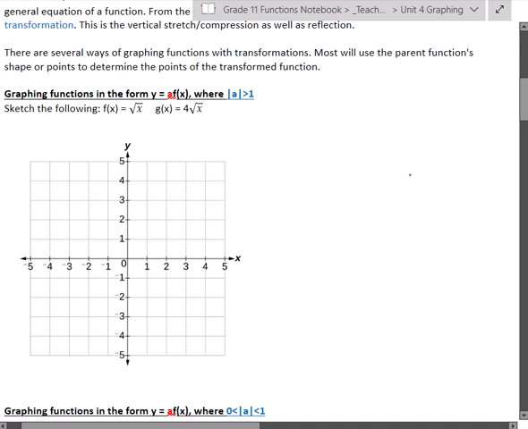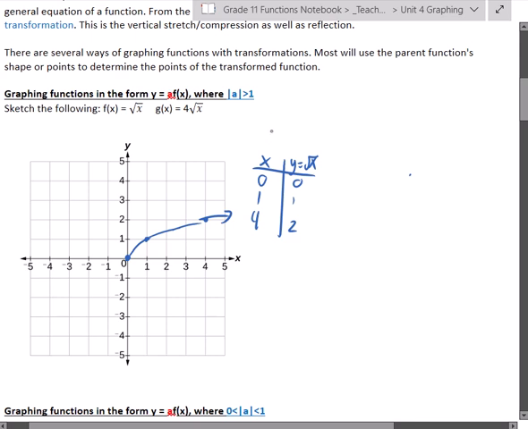So let's have a look at the parent function first. The parent function is root of x. We know that the key points for root of x come from 0, 1, 4. We're looking at perfect squares, and then we have y equals root of x. That's our parent function there. So root of 0 is 0, root of 1 is 1, root of 4 is 2. Remember, we want to use the positive values here, otherwise we don't get a function. So let's plot these points. We have 0, 0, 1, 1, and 4, 2. Creating our curve, we now have our parent function for root of x.